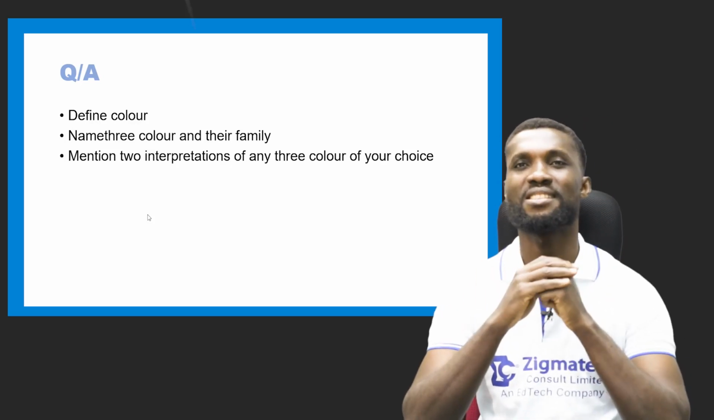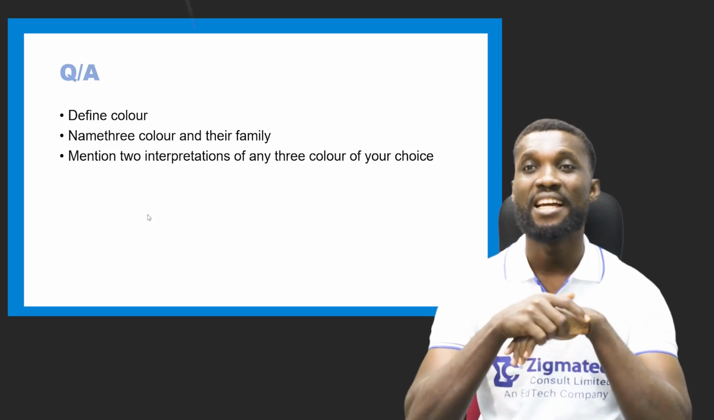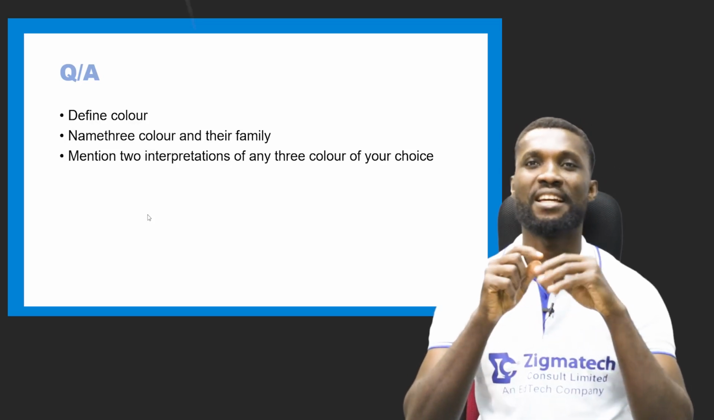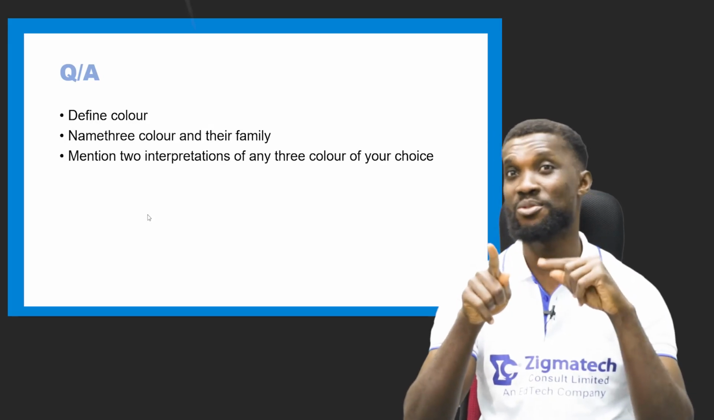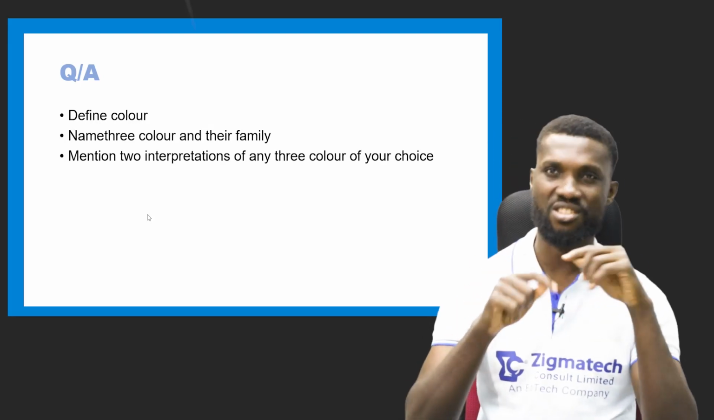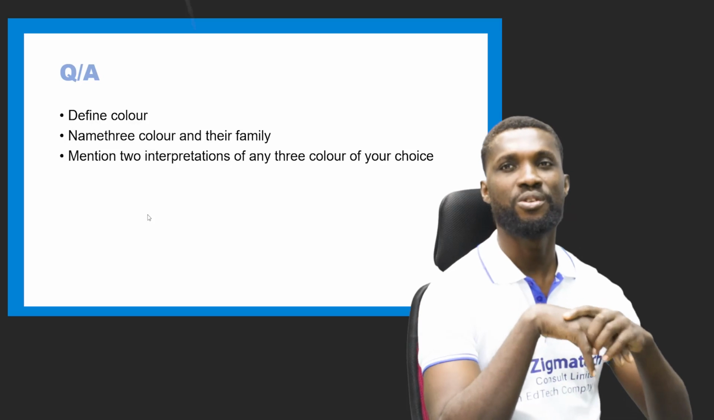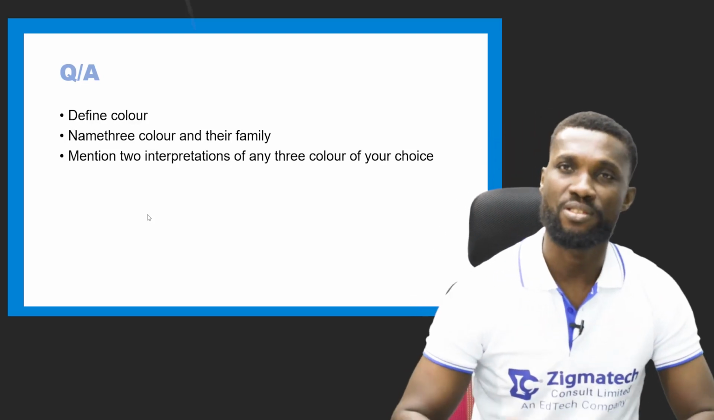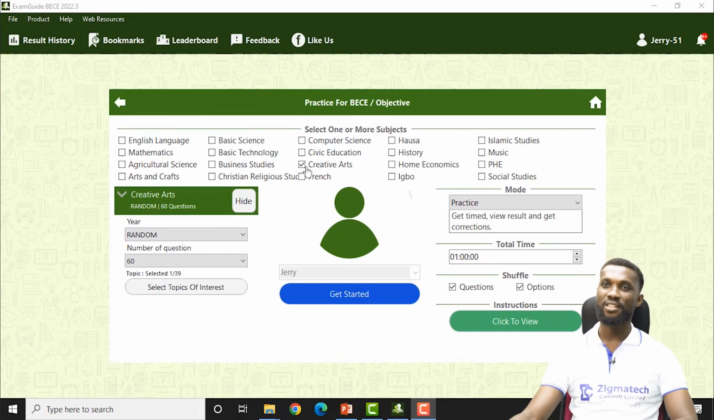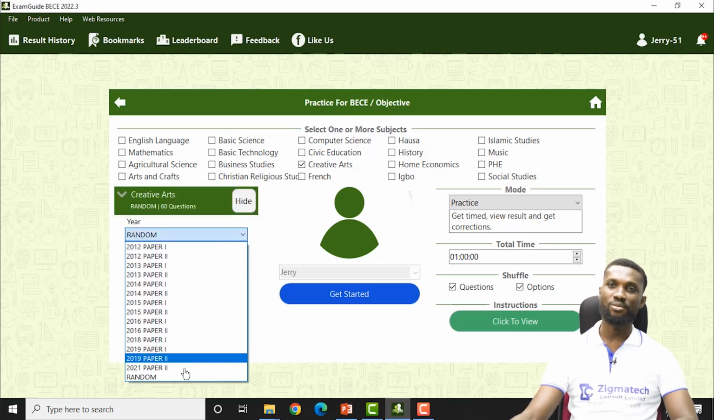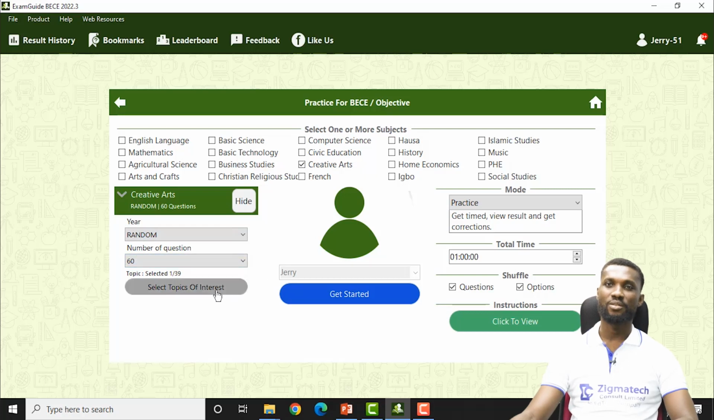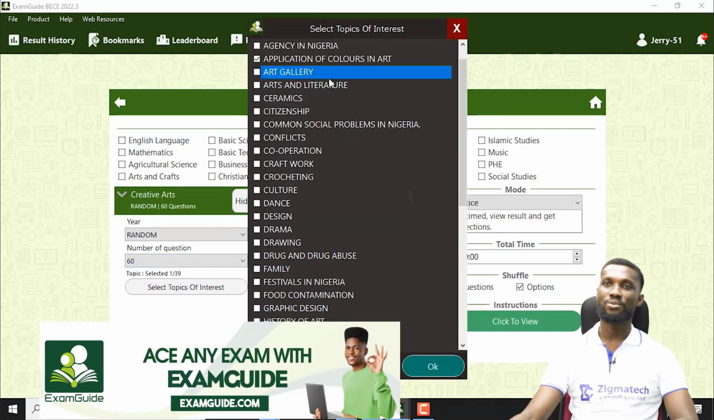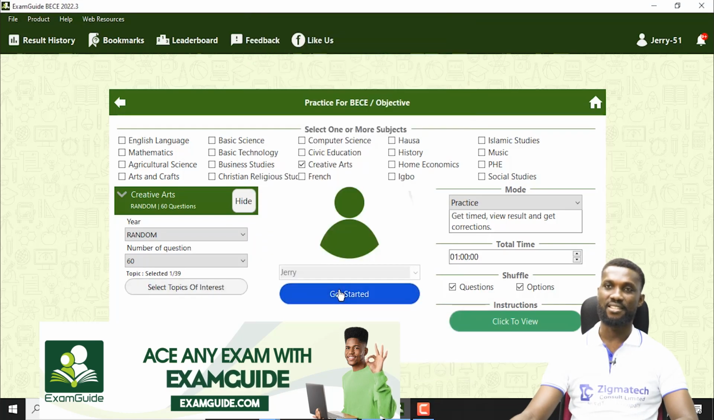Now, before you go, let's try our hands in the exam guide and see what we have there and how many questions we can answer. I will advise you to go through it and try your hands in preparation for any of the exams you're about to face. So we're talking about cultural and creative arts. We'll pick random, then select color and color application, then click OK, and let's get started.